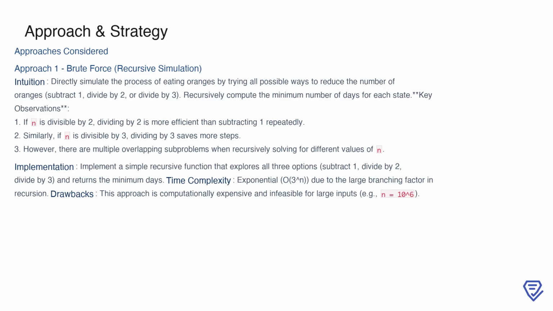A few key observations make this approach appealing initially. For example, when n is divisible by 2 or 3, dividing the number of oranges is far more efficient than subtracting 1 repeatedly. However, the main drawback here is that this method has a large number of overlapping subproblems. Each recursive call explores multiple branches, leading to an exponential time complexity of 3 to the power of n. This makes the approach computationally expensive and impractical for large input sizes, such as n equal to 1 million.